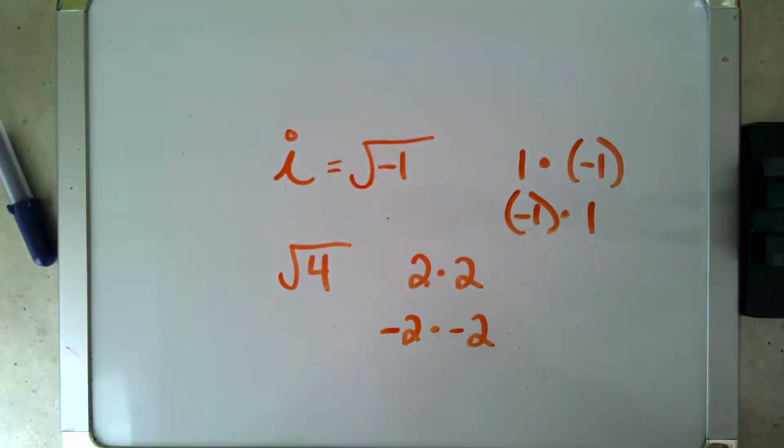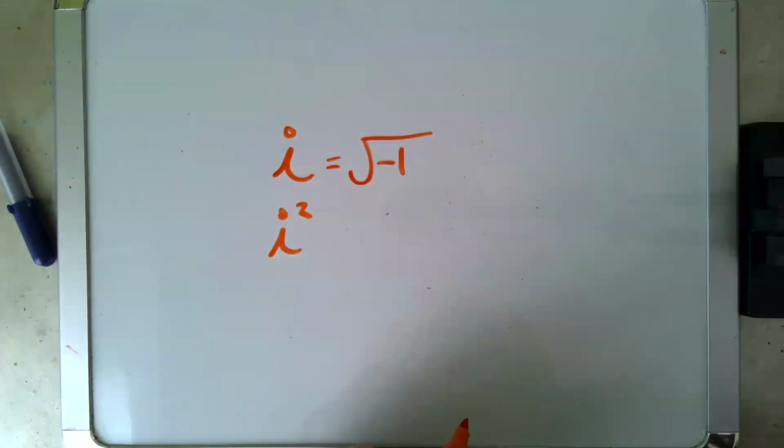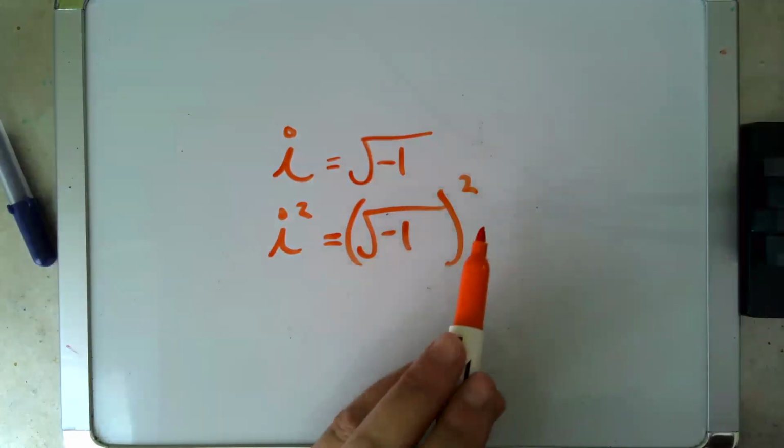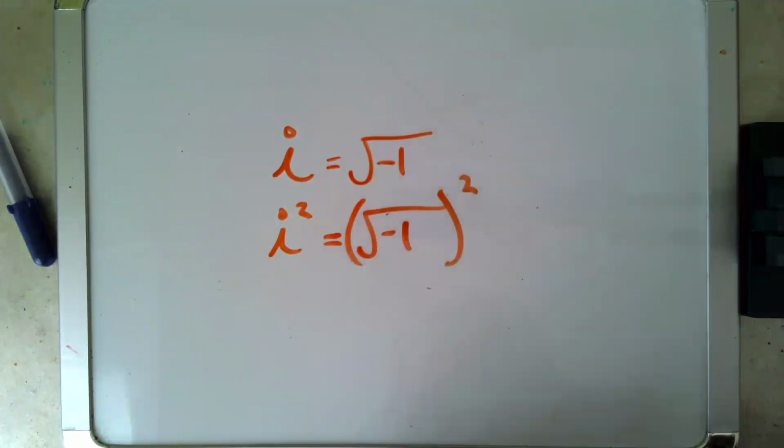Okay, now let's talk about how to work with imaginary numbers. So i is the square root of -1. i squared would therefore be the square root of -1 squared. And when we square the square root of something, we essentially remove the square root. Therefore, i squared would just be -1.